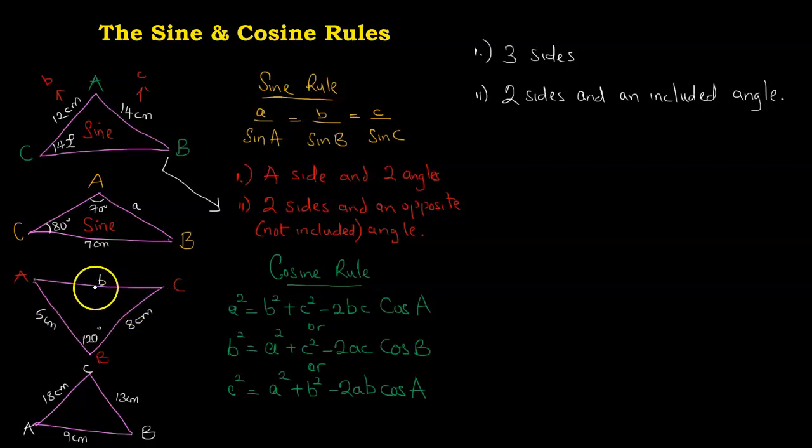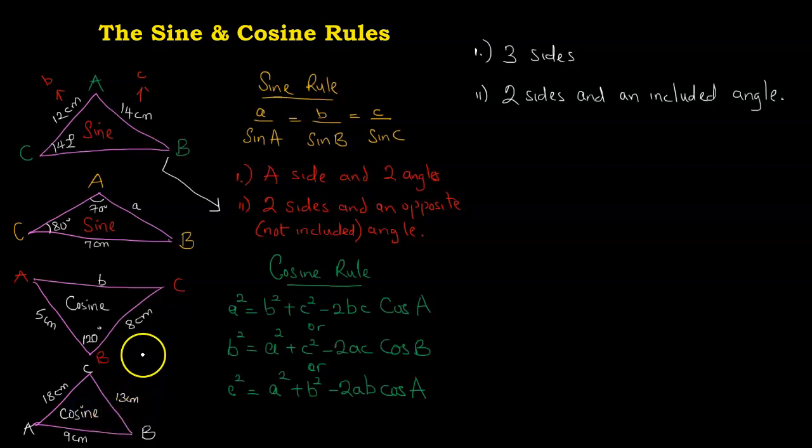Now let's move to the third one. Now we can see here that we've got two sides and an included angle. The angle 120 here is between the sides AB, which is 5 centimeters, and BC, which is 8 centimeters. So the cosine rule is going to help us resolve this. Finally, this triangle has three given sides. So we can see the cosine rule is also going to work here.